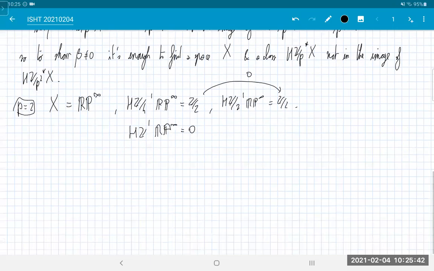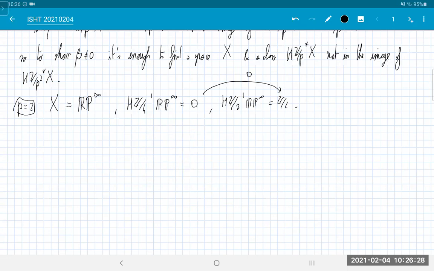And so let's see. What is the cellular complex here? We have one cell in each dimension and the map is multiplication by two. No, that's zero, because the kernel of this map is exactly the image of this map. Anyway, such a complex is not hard to construct.